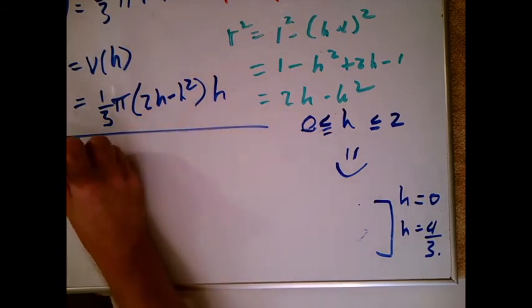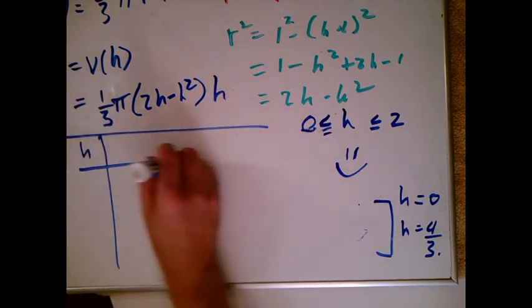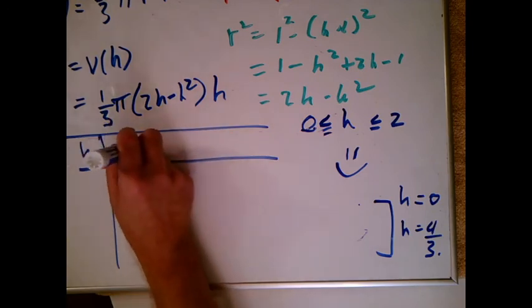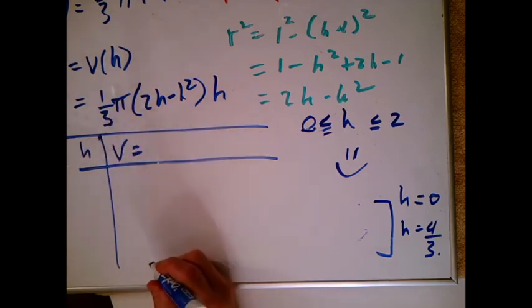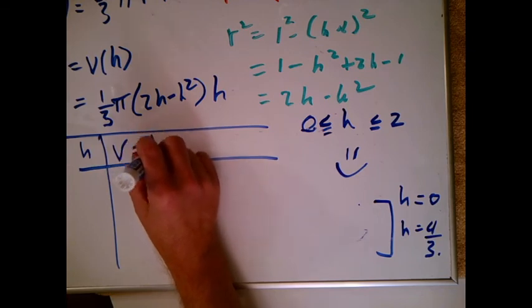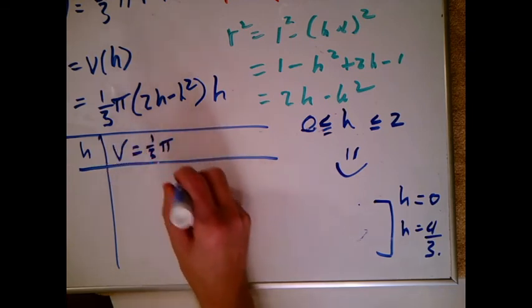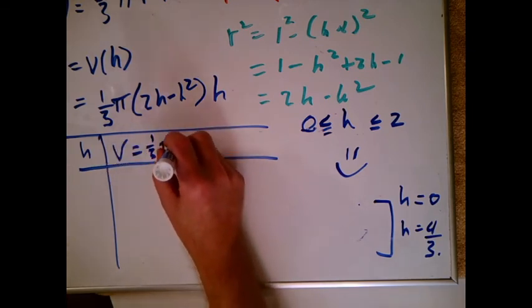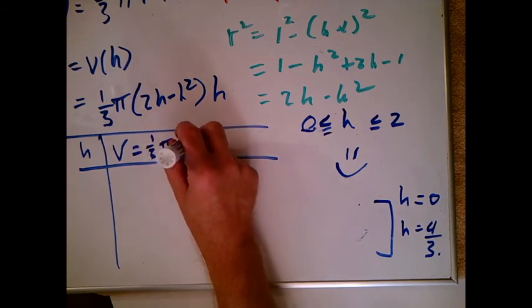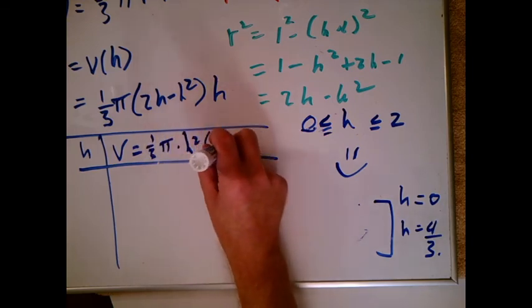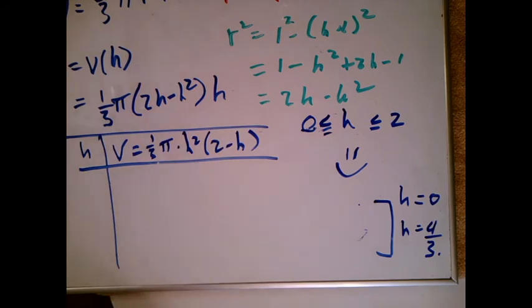We just have h like this, and we're going to have the volume like this. I'm going to have 1/3 pi right here. I'm going to pull an h and an h out so we can see what's going on. So I'm going to have h squared and 2 minus h, just like that. So that's the volume.